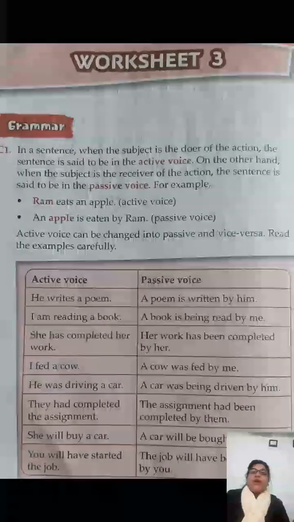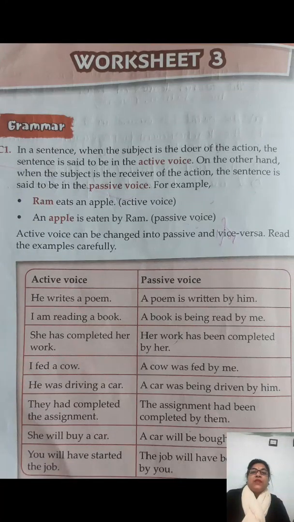So I repeat, in a sentence, when the subject is the doer of the action, the sentence is said to be in the active voice. That means the active voice describes the sentence where the subject performs the action stated by the verb. It follows a clear subject plus verb plus object. Like Ram eats an apple. Ram is the subject, eats is the verb, and apple is the object. An apple is eaten by Ram. An apple is the what? An apple is the passive subject, is eaten by Ram.